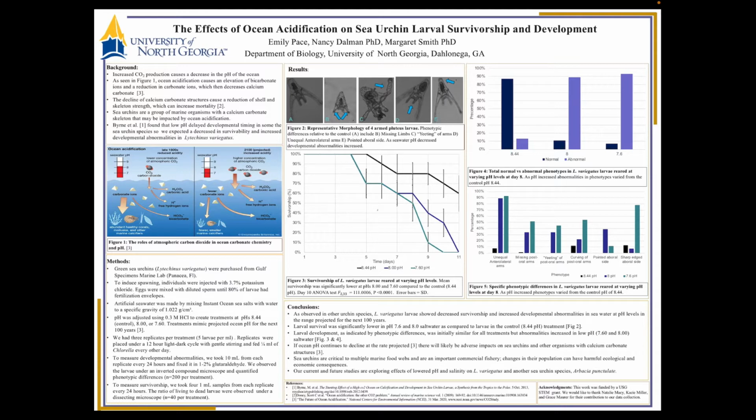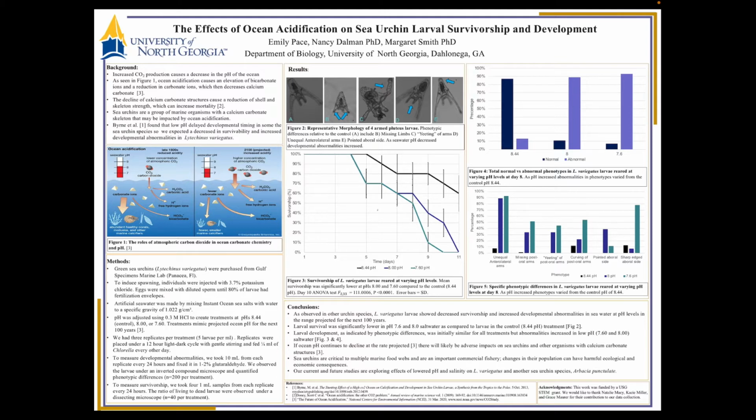Every 24 hours, we looked at survivorship and developmental abnormalities. For developmental abnormalities, we took 10 milliliter samples and fixed them with glutaraldehyde. At a later date, we took these samples and looked at phenotypic differences between treatment groups. For survivorship, we took 4 1 ml samples for each replicate and looked at the ratio of living to dead larvae. Looking at Figure 2, it shows representative morphologies of 4-armed pluteus larvae at day 8. The pictures shown are the most common phenotypic differences found between treatment groups and control.